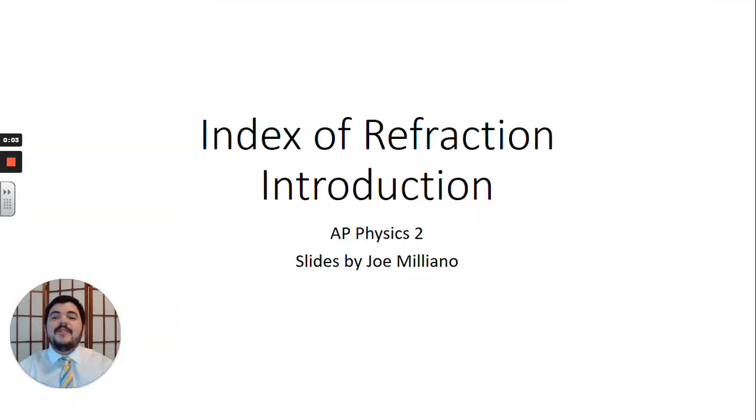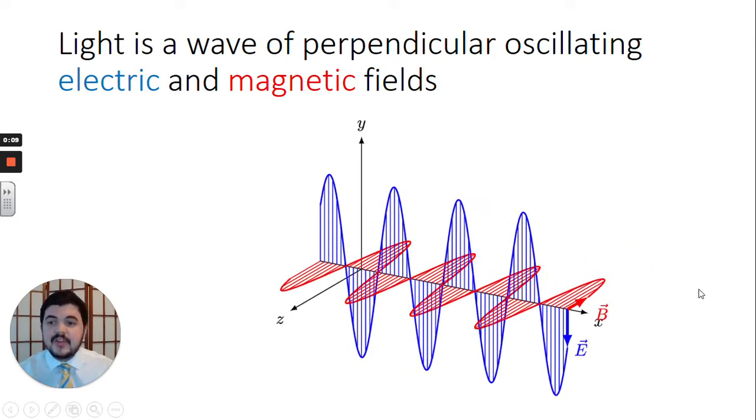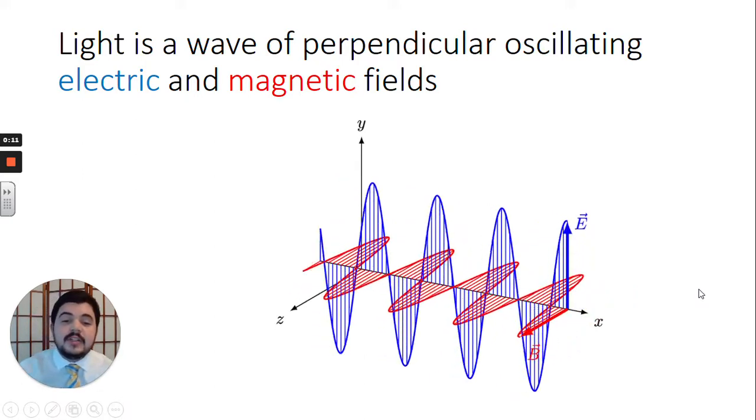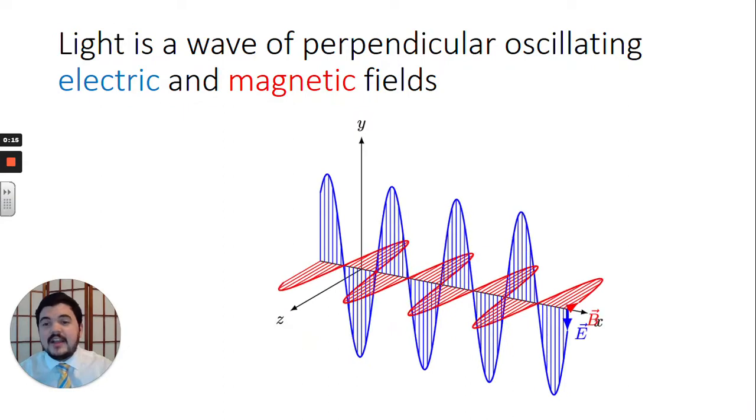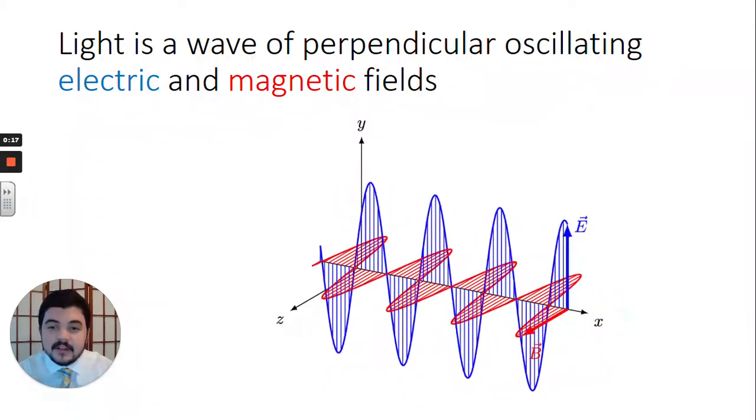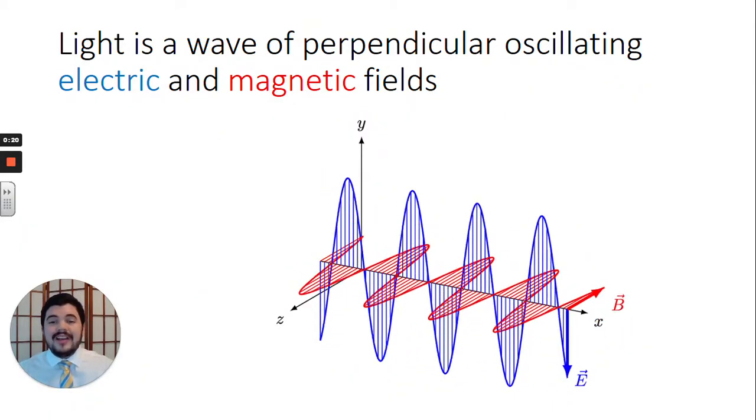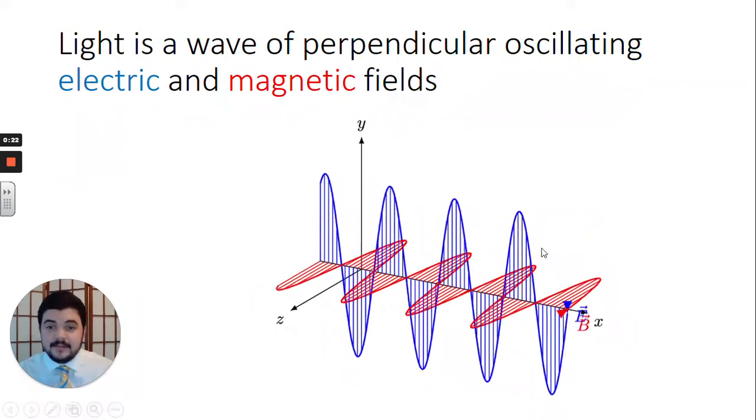Hey folks, in this video I will be introducing you to the concept of index of refraction. So, I want to remind you, last video we talked about light being a set of perpendicular oscillating electric and magnetic fields, and this creates what we call an electromagnetic wave.